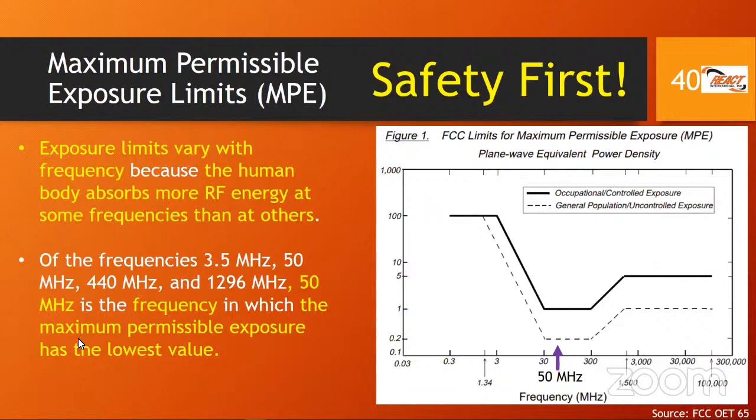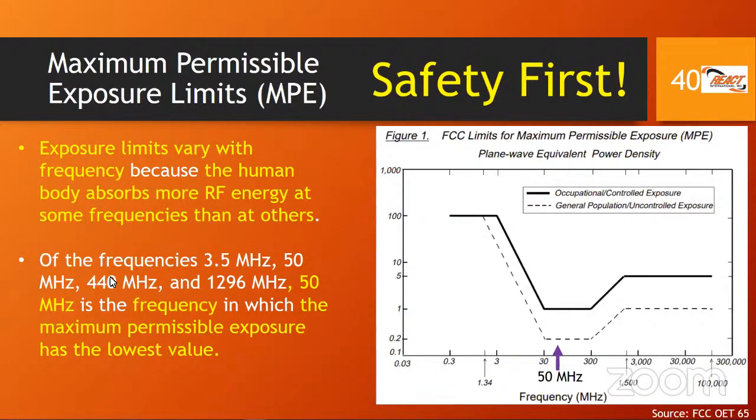Also, an exam question, they will ask us about certain frequencies: 3.5 megahertz, 50 megahertz, 440 megahertz, and 1296 megahertz. And you can see them here. 3.5 megahertz is somewhere around here. Notice you have a high exposure limit. 50 megahertz is around here. You notice you have a relatively low exposure limit. 440 megahertz is all the way somewhere around here, and therefore it's a high exposure limit. And 1296 is probably somewhere around here, and it's an even higher exposure limit.